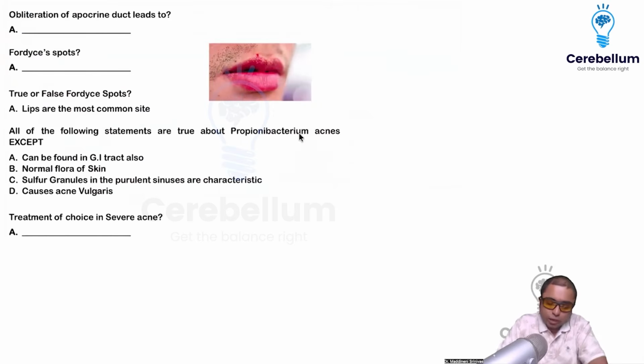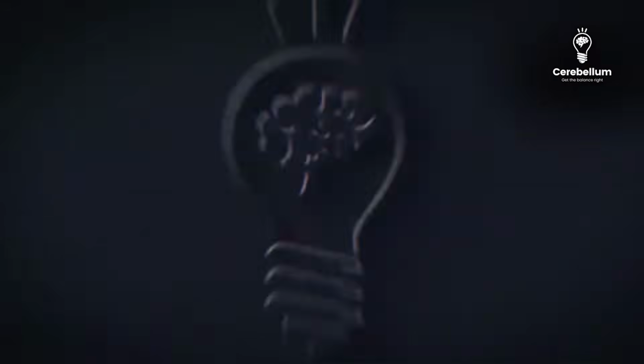So these are the questions. Obliteration of the apocrine duct will produce which condition? Apocrine duct obliteration is going to produce which condition? Absolutely right, very good. It is Fox-Fordyce disease, which is also called apocrine miliaria. So this picture is showing you the Fordyce spots. So what are these Fordyce spots because of?